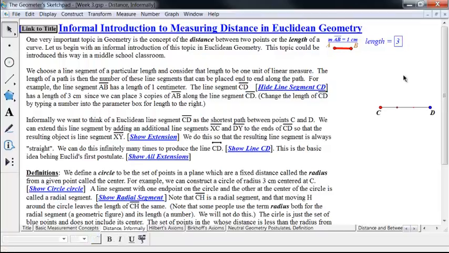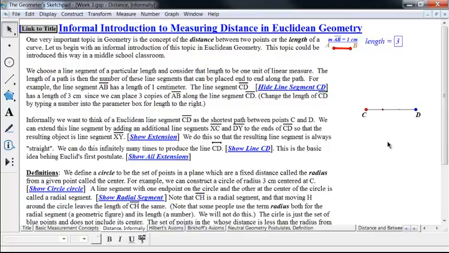Okay, so anyway, we have this line segment CD. We can measure it by basically seeing how many copies of AB we can line up end to end. And so that's basically the idea of a line segment and of measuring its length. So that's distance or length. So it's the distance from C to D, or the length of that line segment.